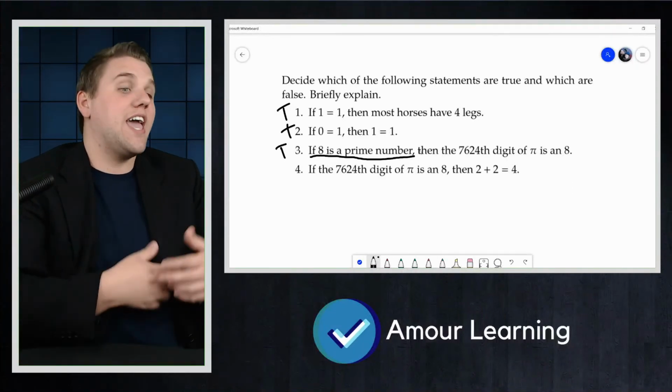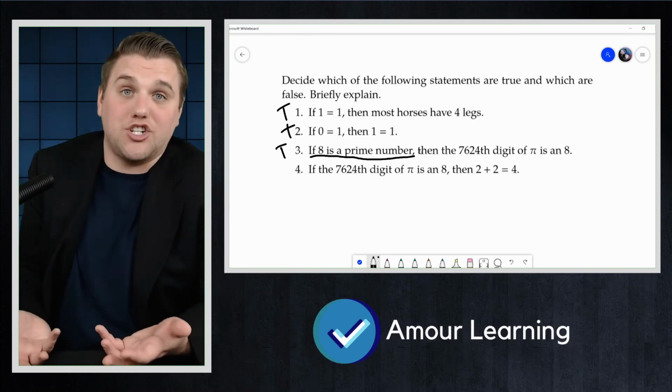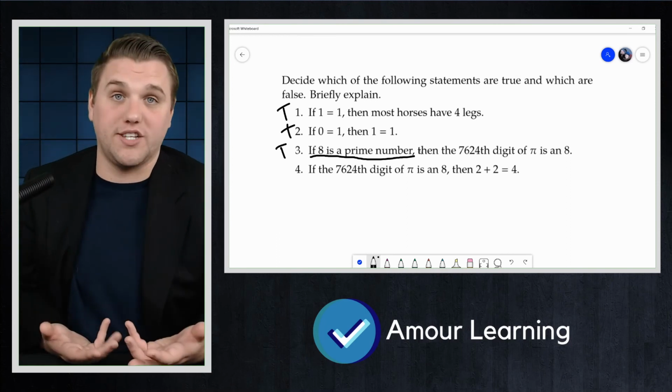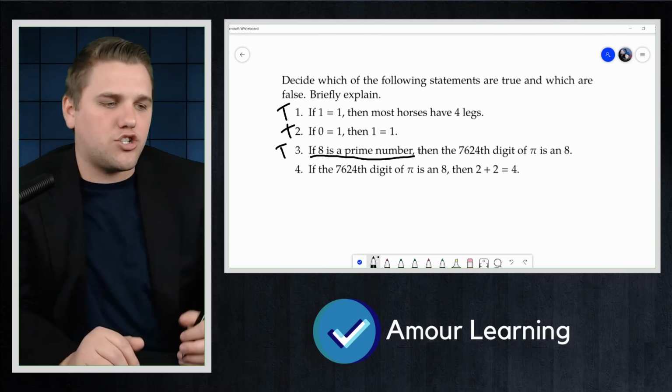And so in the same way, if I start by saying, if 8 is a prime number, then everything that follows doesn't matter. The implication is true, and it's a completely worthless statement. It means nothing, and the implication shouldn't even really exist. So that's why it's true.